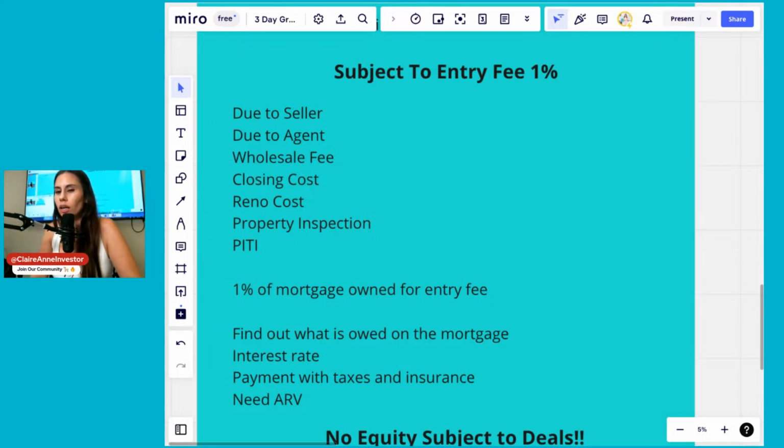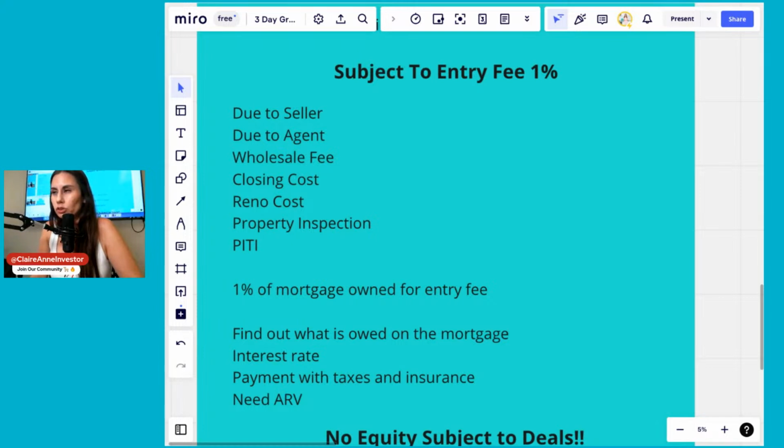Closing costs, a lot of the time it's not really in the entry fee, but it definitely matters. It could kill the deal at the end of the day. So closing costs is 2% typically of the purchase price, right? So if the purchase price is $350, 2% of that. And that's split between the buyer and seller. So it's 2% to the seller and 2% to the buyer.